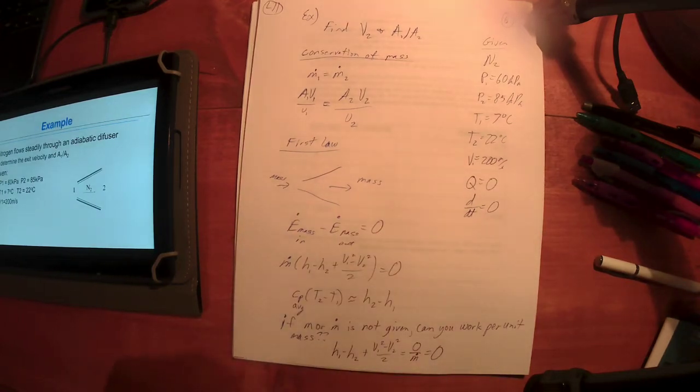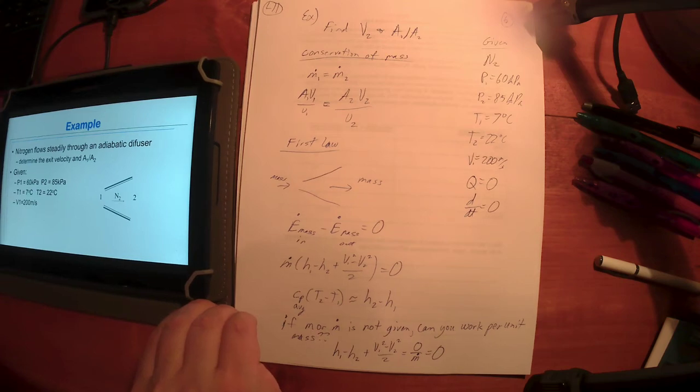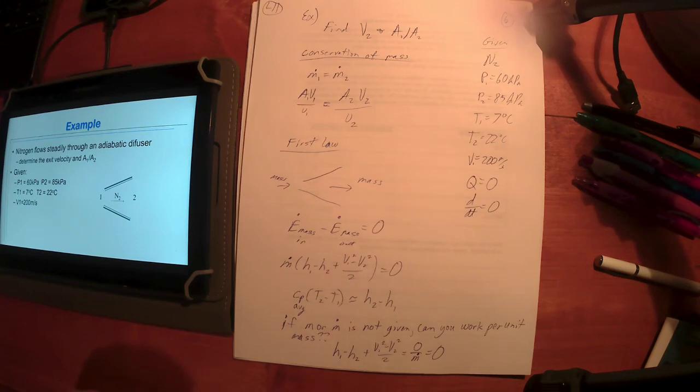So I don't know m dot, but what I can do is work the entire problem per unit mass. It doesn't matter what the mass flow rate is. I can just say, well, it's a tiny little diffuser, or it's an enormous diffuser. It doesn't matter. For what I'm given and what I'm looking for, in this case, it doesn't matter. Okay? So this is my simplified first law expression.